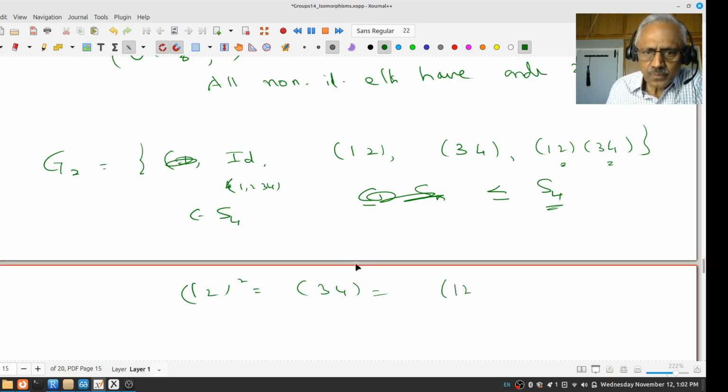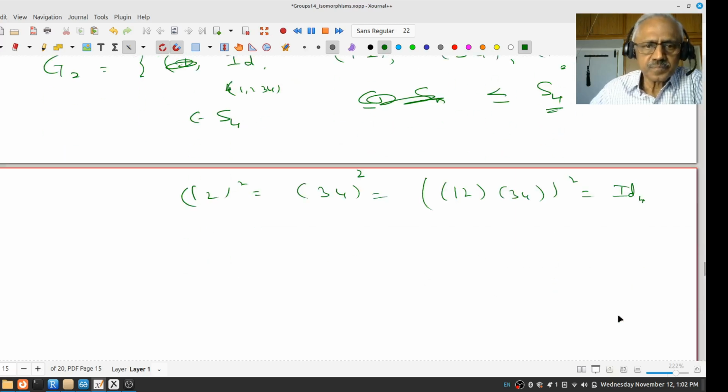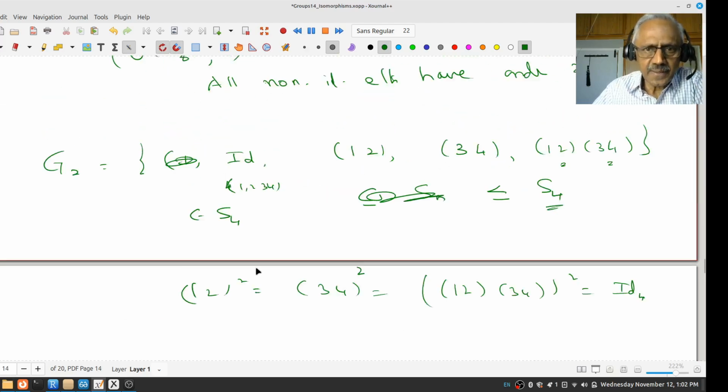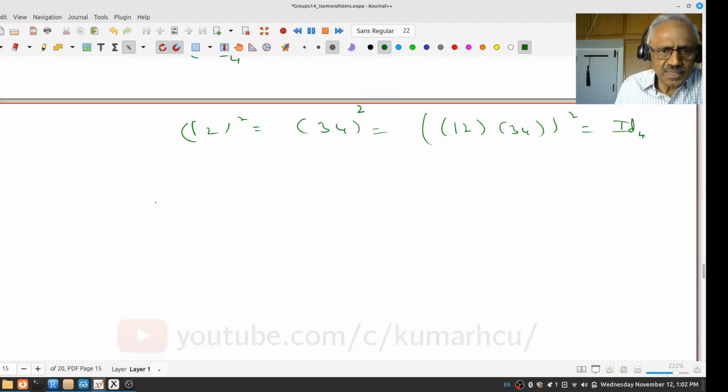(1 2)(3 4) squared is also identity. Now do you see that? Now is it clear that G1 and G2 are isomorphic?